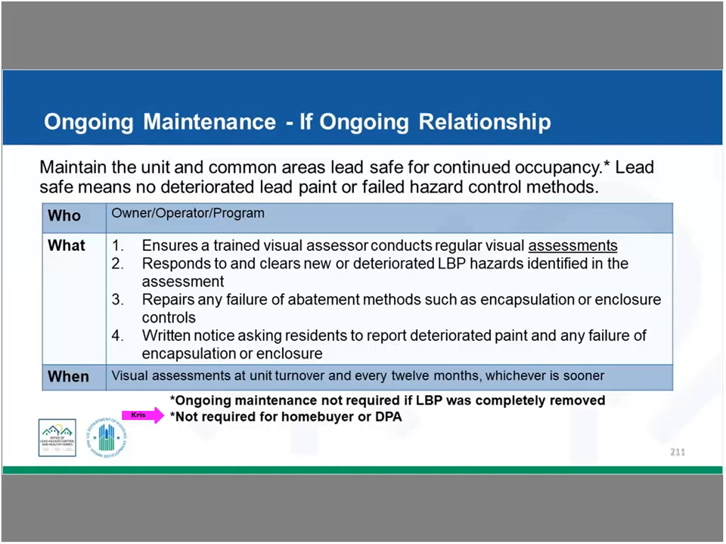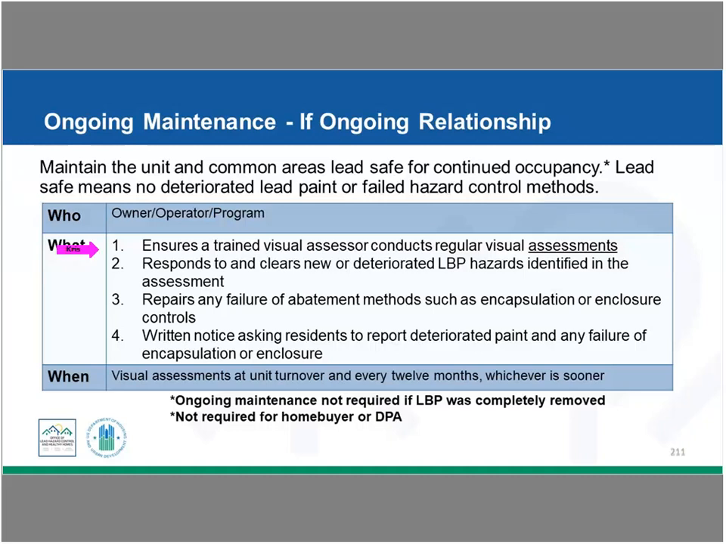So if you have an ongoing relationship that's being triggered, the unit and the common area need to be lead safe. And lead safe means that there's no deteriorated lead paint or failed hazard control methods. It's the owner's responsibility to make sure this is happening, but as the program person, when you monitor, you want to make sure there's documentation that shows ongoing maintenance is actually happening.